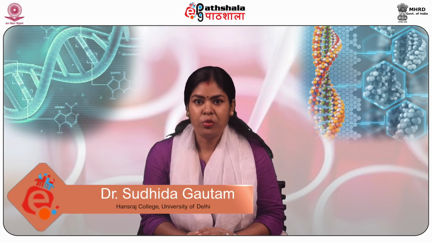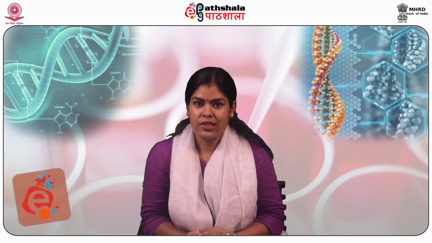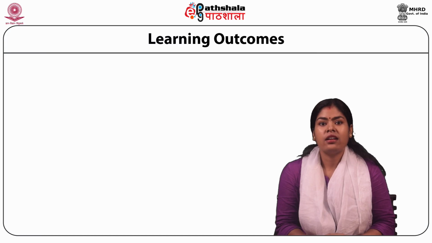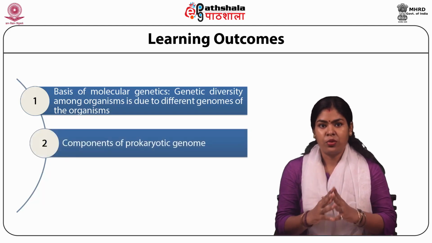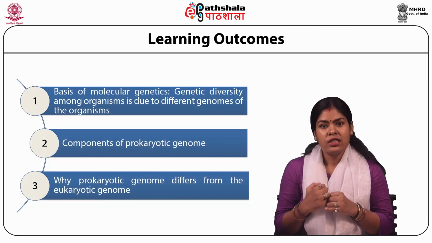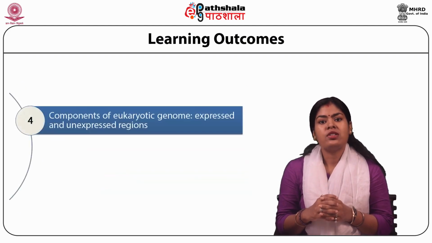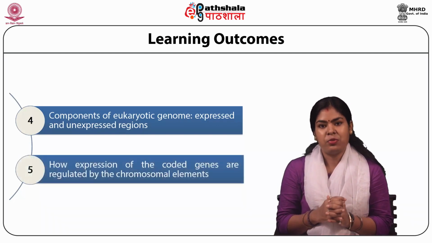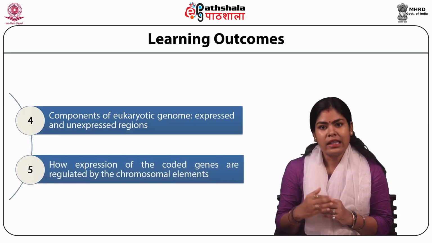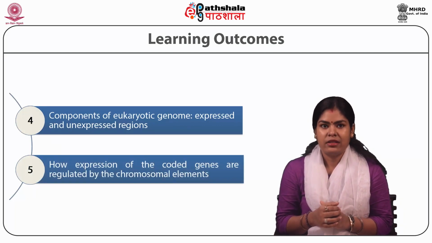Today we are going to talk on the module Genome Structure and Organization from the paper Structural Organization of Genome. Learning outcomes: basis of molecular genetics, genetic diversity among organisms is due to different genomes of the organisms, components of the prokaryotic genome, why the prokaryotic genome differs from the eukaryotic genome, components of the eukaryotic genome, expressed and unexpressed regions, and how expression of the coded genes is regulated by the chromosomal elements.